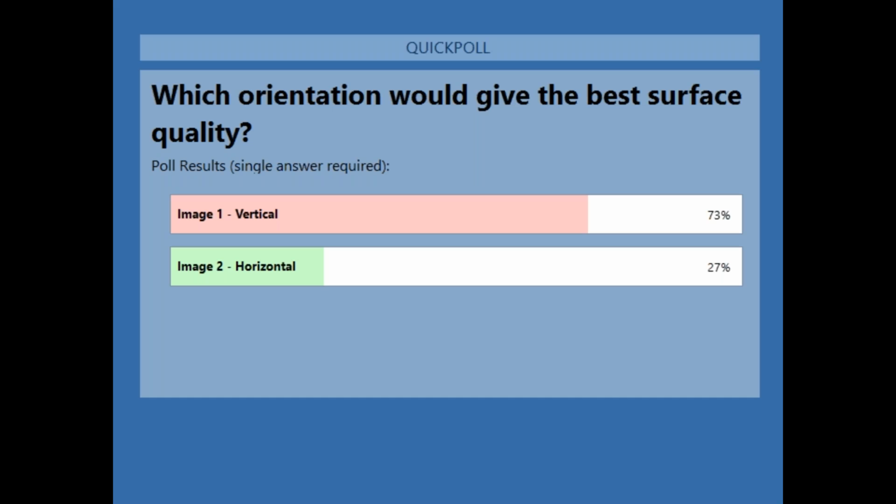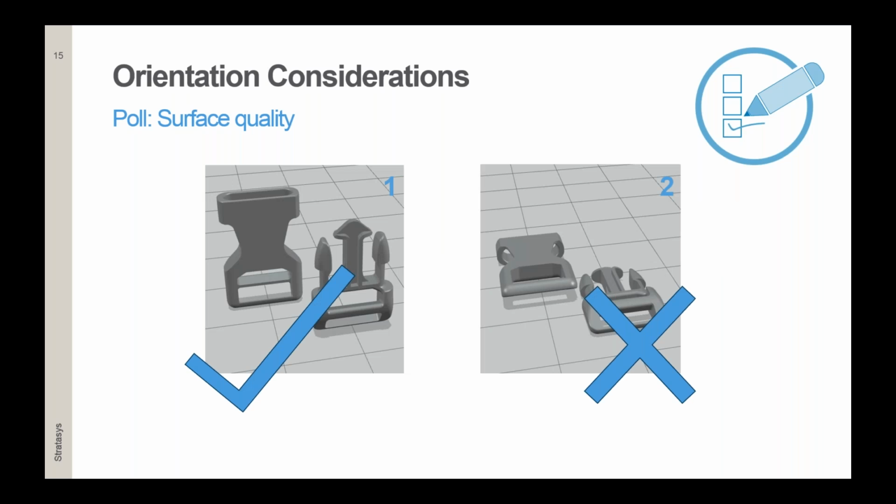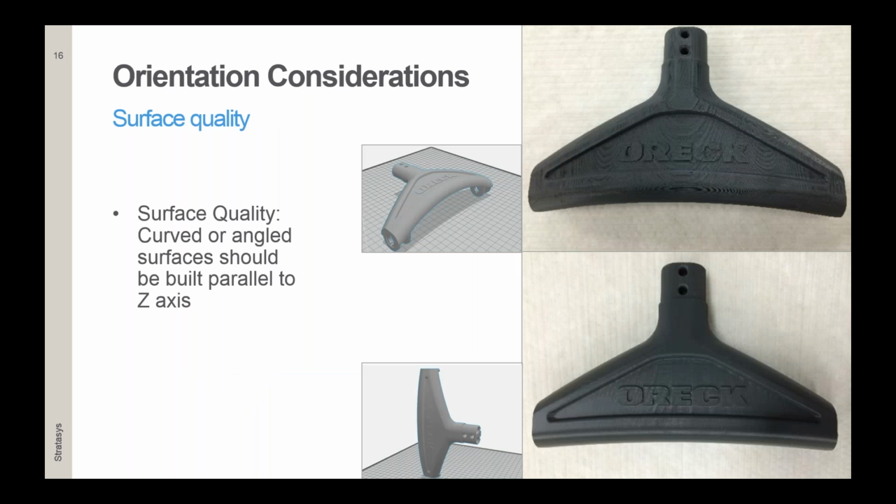So 75% are saying that the vertical one will have the nicer surface finish. Is that correct, Carolus? It's absolutely correct. So the first image, the vertical position, will give us a better surface quality. But why is that? So let's jump into the next section.